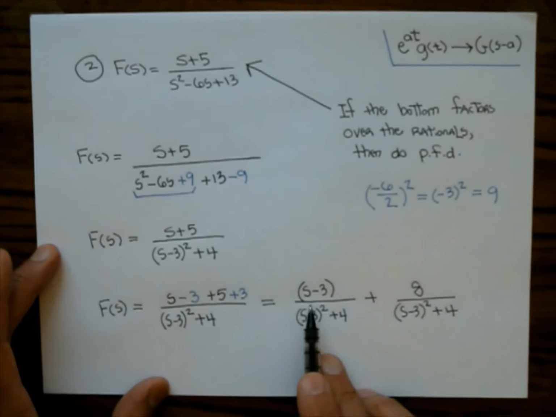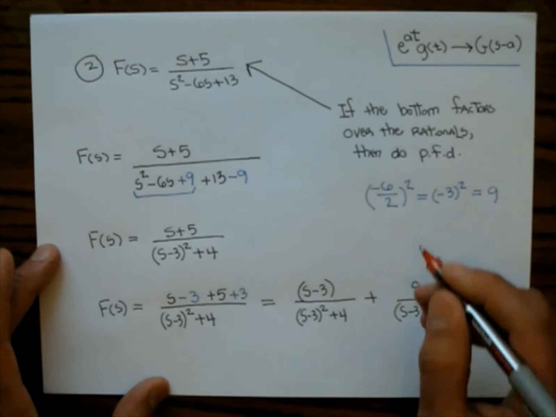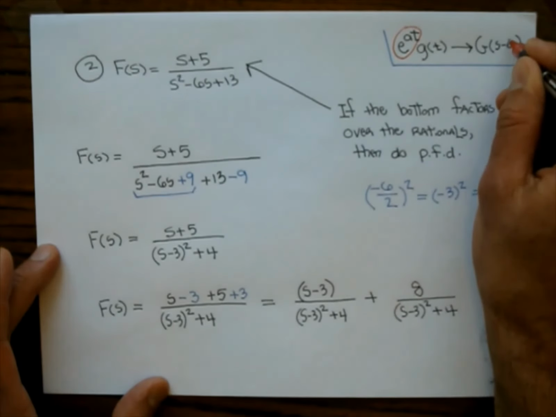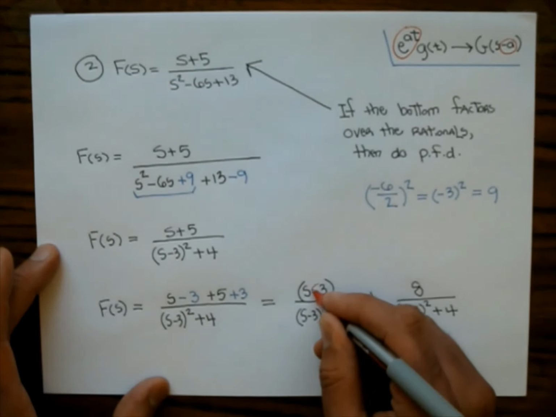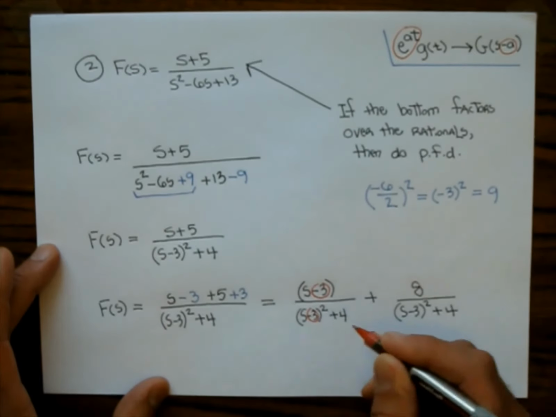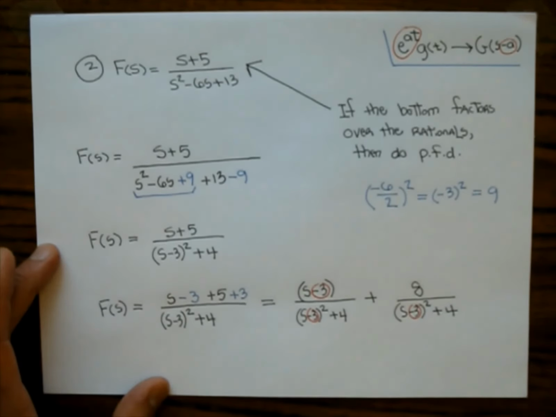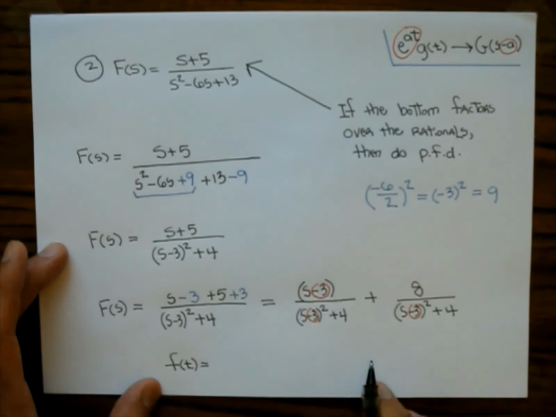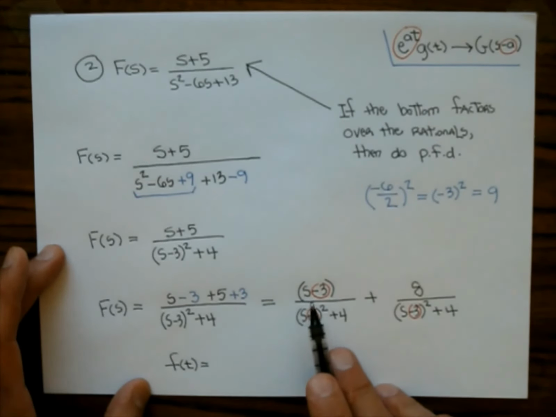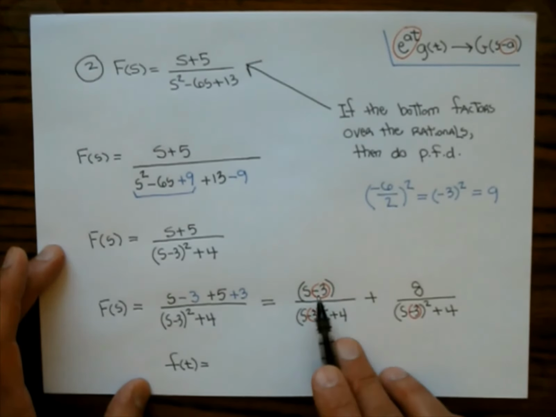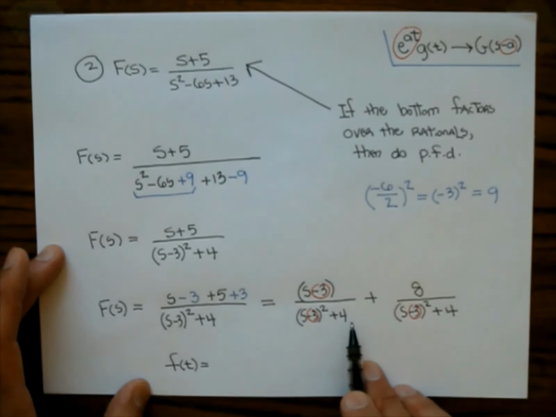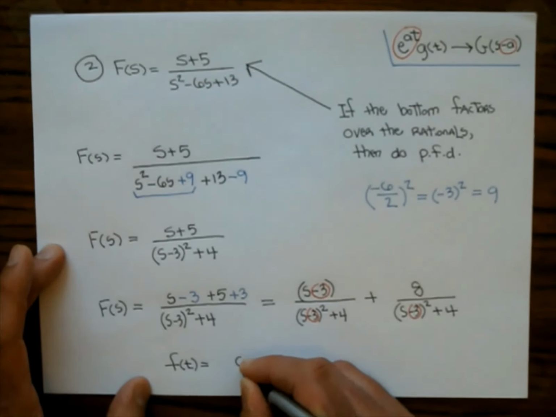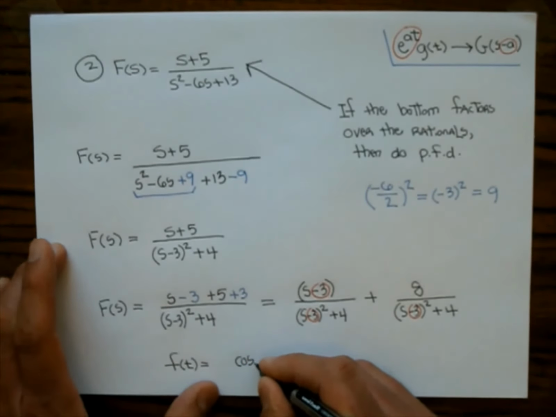Now, look what I have. Everywhere there's an s in this whole expression, it says s minus 3. So let's look up here. I'm going to ignore this minus 3 temporarily, and hopefully we can write out our answer on this. So this is f of t equals, I'll leave a little space there. What is the inverse transform of s over s squared plus 4, or s over s squared plus 2 squared? Well, that would be the cosine of 2t.